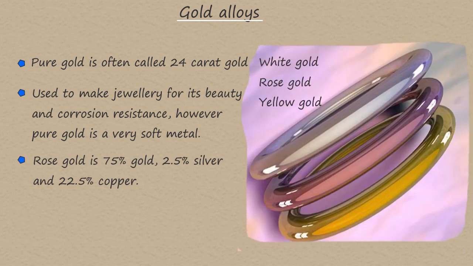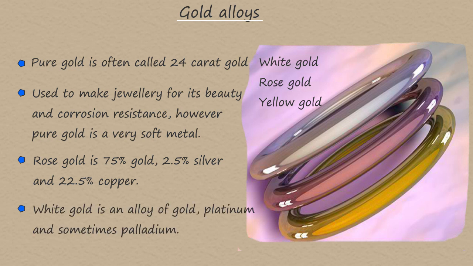For example, rose gold is 75% gold with 2.5% silver and 22.5% copper added to it, and this alloy of gold has a pinkish tint, while white gold contains gold mixed with the metals platinum or even palladium, and as its name suggests, it has a silvery appearance. However, this alloy of gold is hard and scratch resistant and is very suitable for use in making jewellery, although it is expensive.